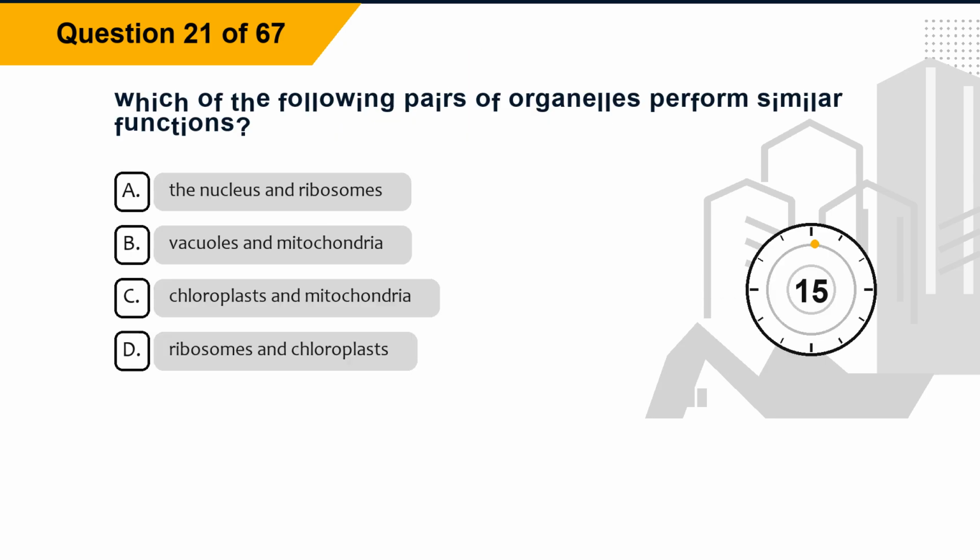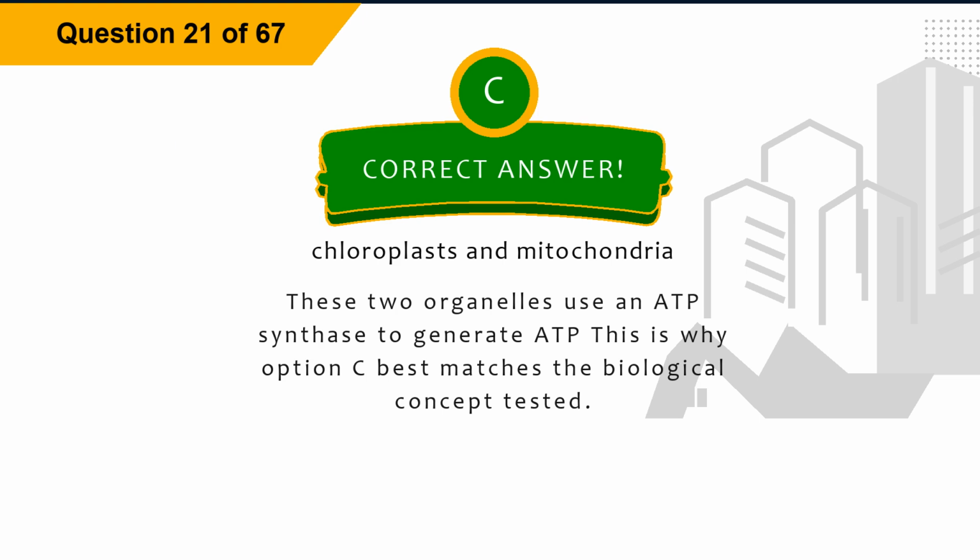Question 21. Which of the following pairs of organelles perform similar functions? Option A, the nucleus and ribosomes. Option B, vacuoles and mitochondria. Option C, chloroplasts and mitochondria. Option D, ribosomes and chloroplasts. The correct answer is option C, chloroplasts and mitochondria. Explanation. These 2 organelles use an ATP synthase to generate ATP. This is why option C best matches the biological concept tested.